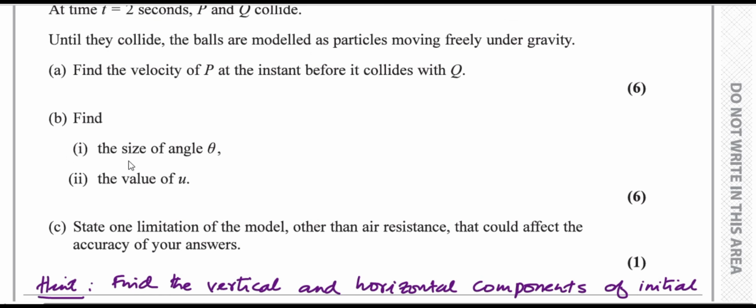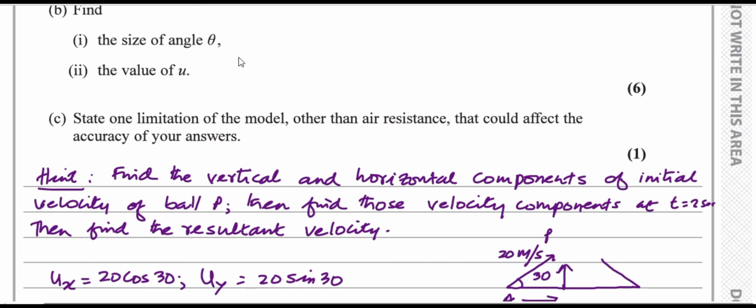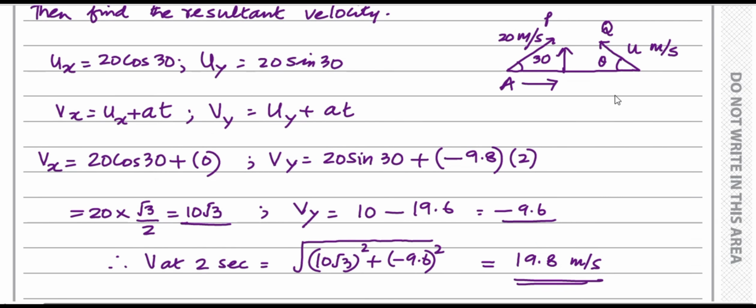Part B. Find the size of angle theta and the value of u. So theta is the angle at which Q is projected, and the value of u is the velocity of Q at the time of projection. There are two unknowns here, theta as well as u. Therefore, we may need two equations to solve them. So what information do we have?